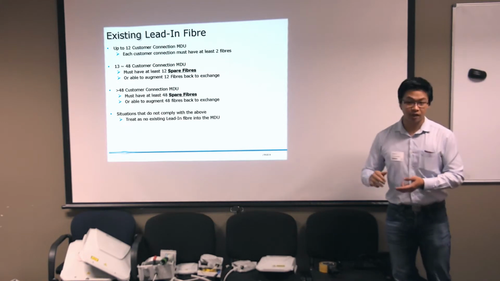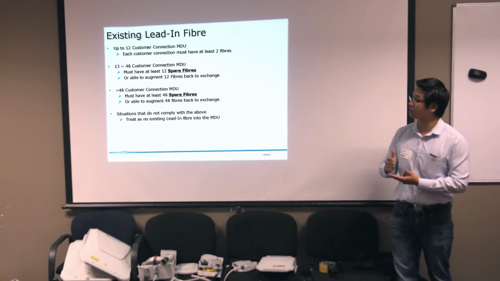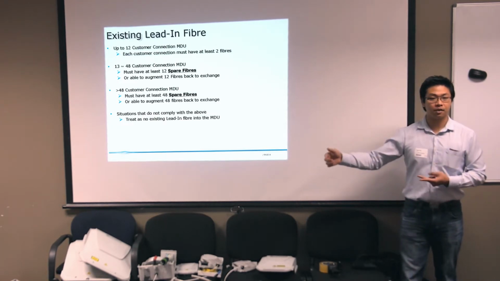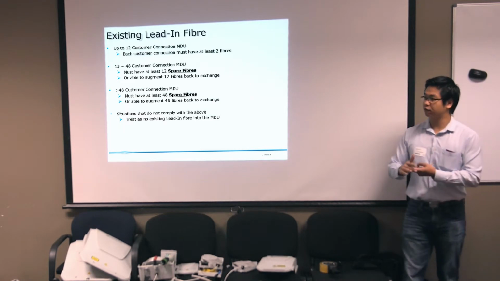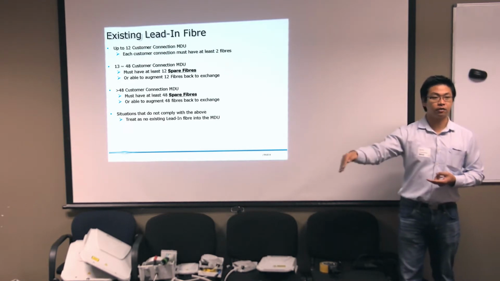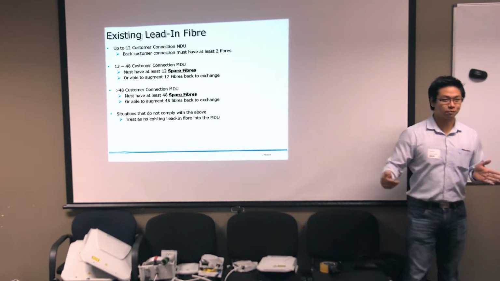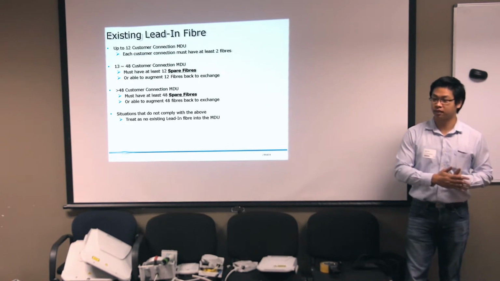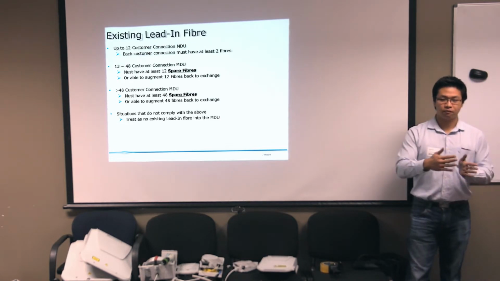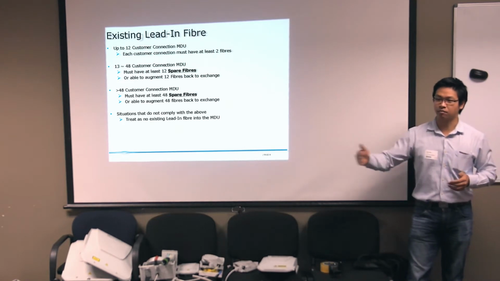Alright. So if they are spare fibers, then we need to take into consideration, do these fibers go all the way back to the exchange? Right. You may have, for example, 12 fibers going into the building, but in the LBA ring, you may not have those 12 fibers tied all the way back to the exchange. Right. So we need to take that into consideration, that we have 12 fibers from the exchange all the way up to the MDU.